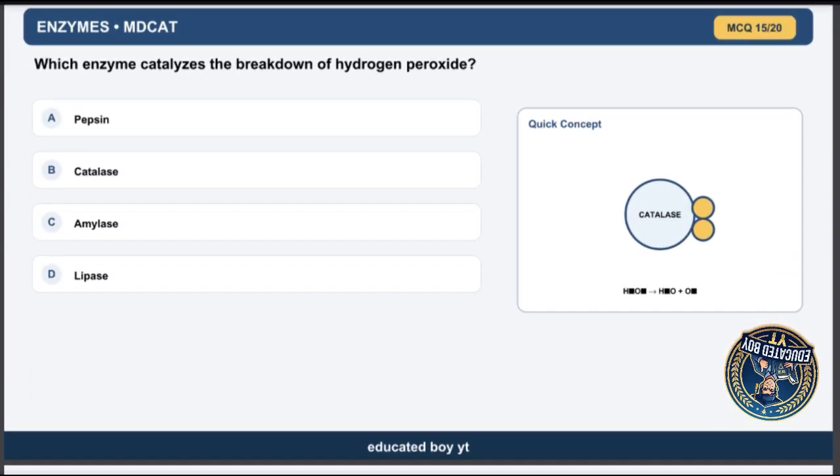Question number 15. Which enzyme catalyzes the breakdown of hydrogen peroxide? Option A, pepsin; option B, catalase; option C, amylase; option D, lipase. Right option is option B, catalase.